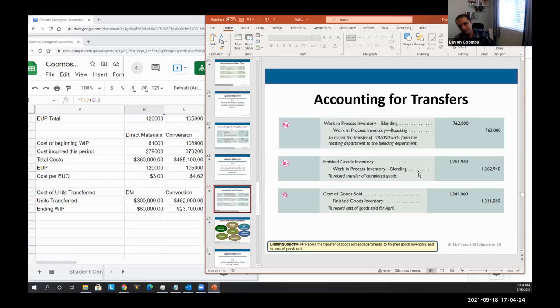Finished good inventory and work in process inventory. So we're saying here we're transferring work in process to finished goods, and then we're transferring here a portion of finished goods to cost of goods sold. Whatever we sold, the cost related to those winds up being cost of goods sold, like in Accounting 101.